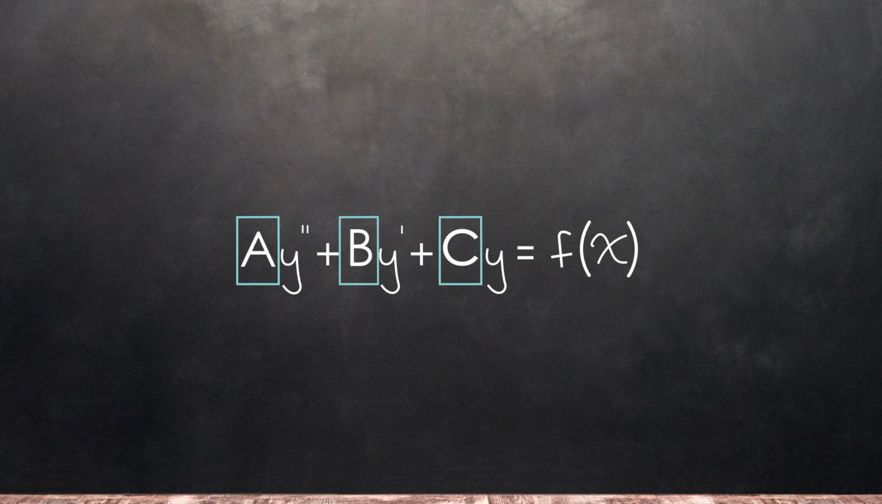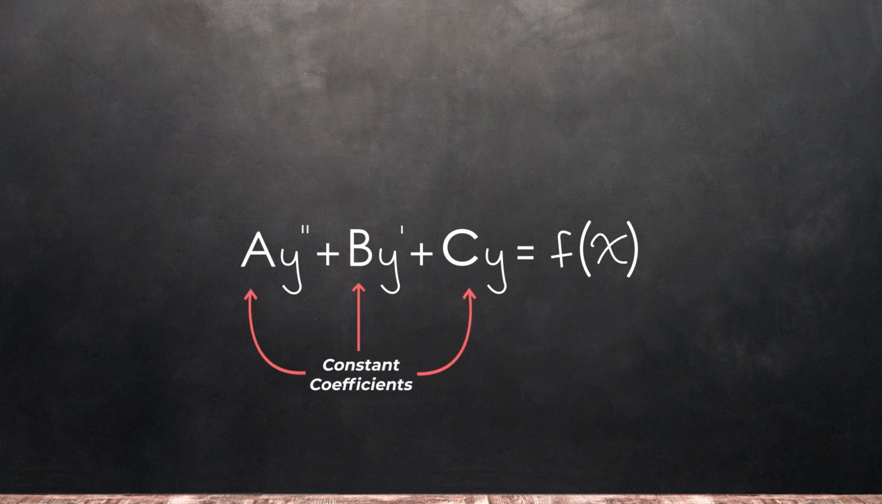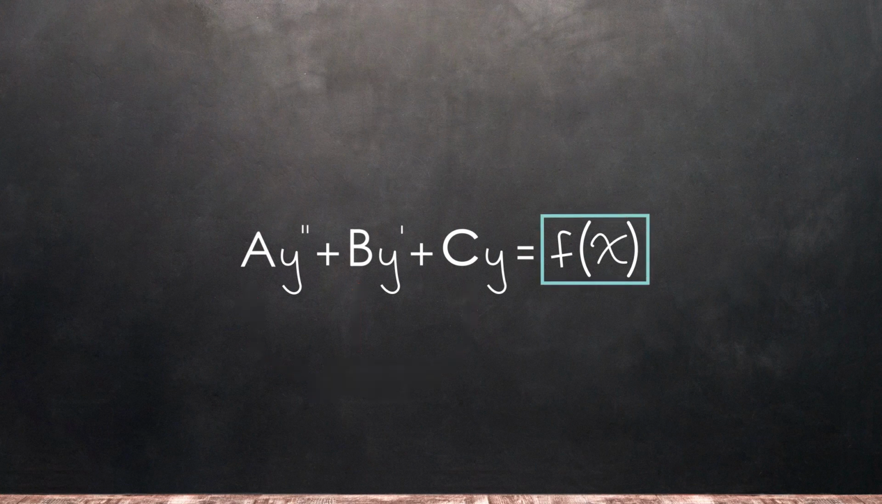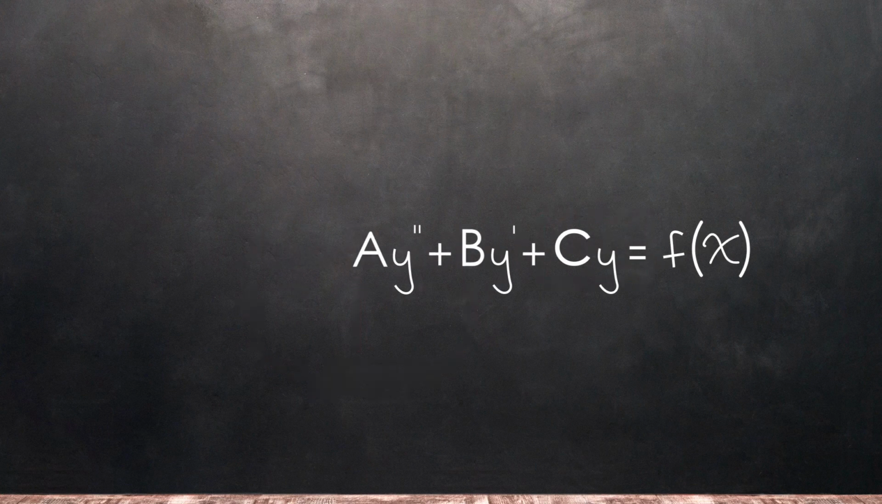The method of undetermined coefficients is generally only used when certain conditions are met. 1. When coefficients are all constant, and 2. When f of x belongs to a certain family of functions. Before we move into the conditions, let's talk about the solution in general.